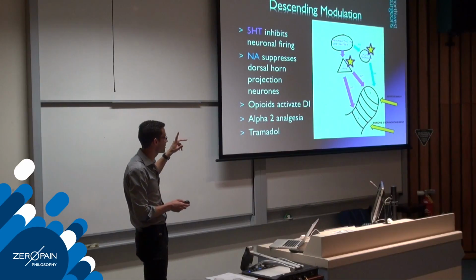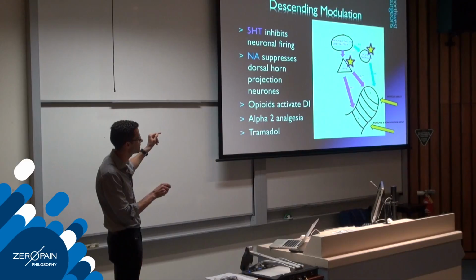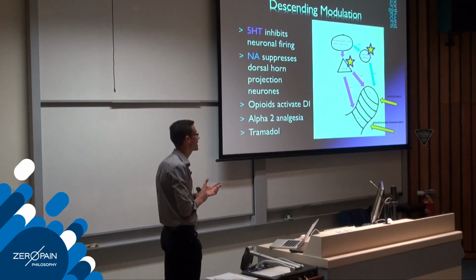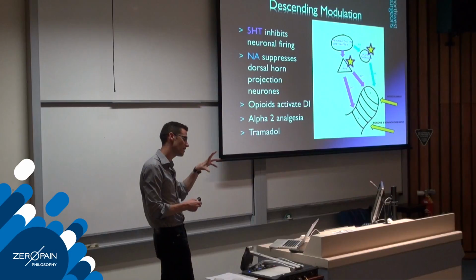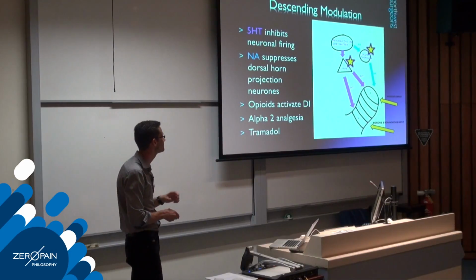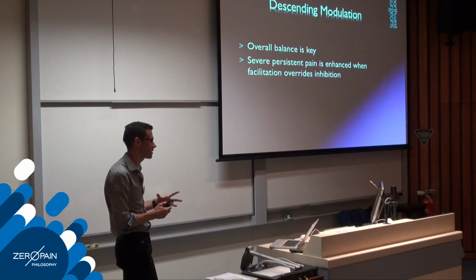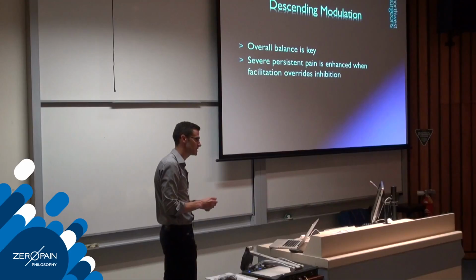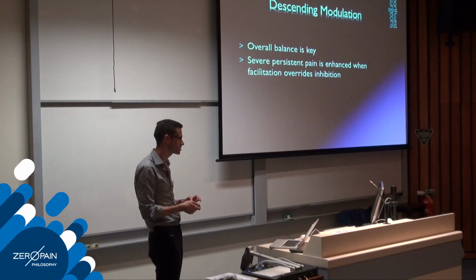So, Tramadol, the alpha-2, this is where alpha-2s provide their analgesia. The sedation and analgesia associated with alpha-2s comes from the locus ceruleus. And we know opioids are also able to activate descending inhibition. So there are various places that opioids work. For this system, it's the overall balance that's actually key. And we see severe persistent pain being enhanced when facilitation dominates over inhibition.